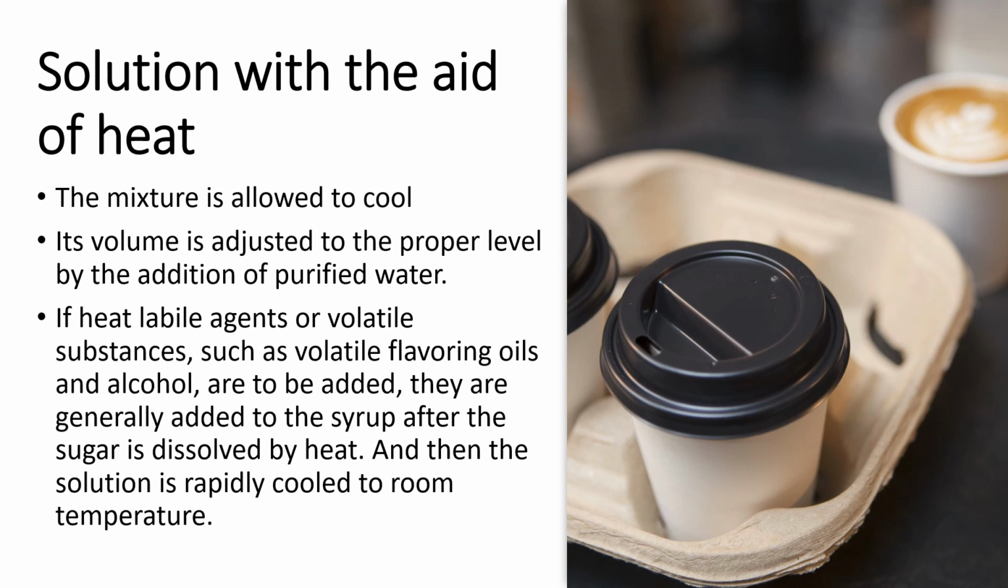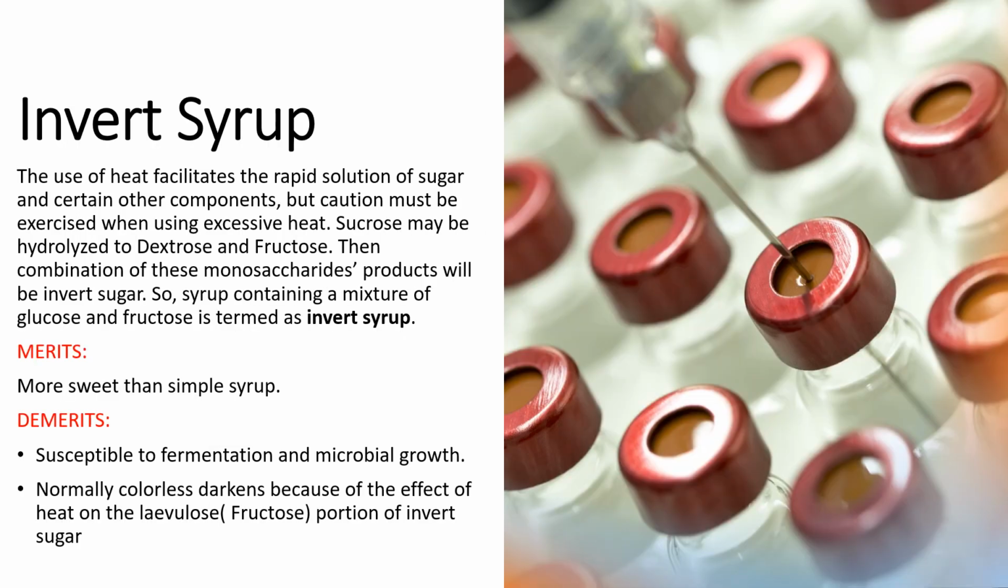If heat labile agents or volatile substances have to be added in this solution, they are generally added to the syrup after the sugar is dissolved by heat, and then the solution is rapidly cooled to room temperature. What is invert syrup?